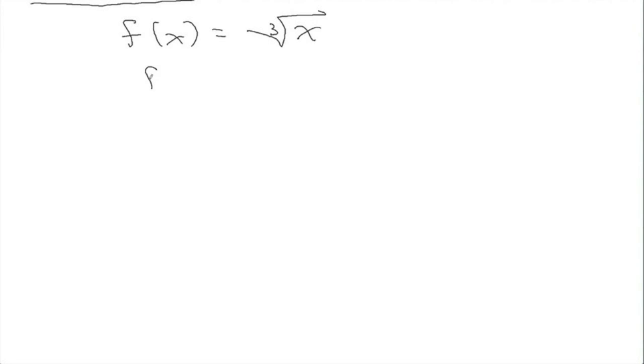So let's try this one. What would this be? This would be x to the 1/3. That's the derivative? Oh, okay, sorry. So we'd have f prime of x as 1/3 x to the negative 2/3. So x to the 1/3, that's not the derivative, that's another way to write the function.